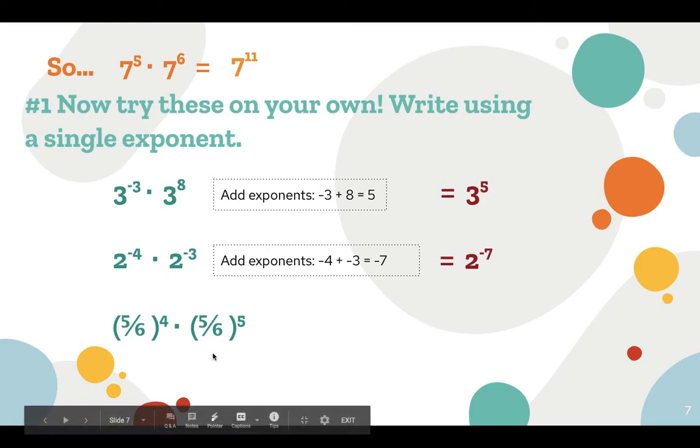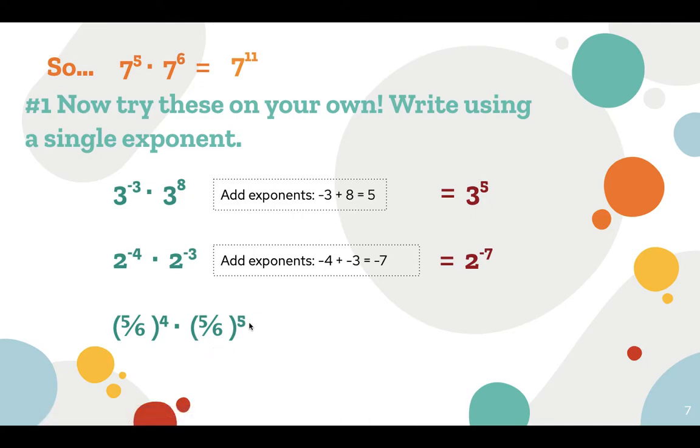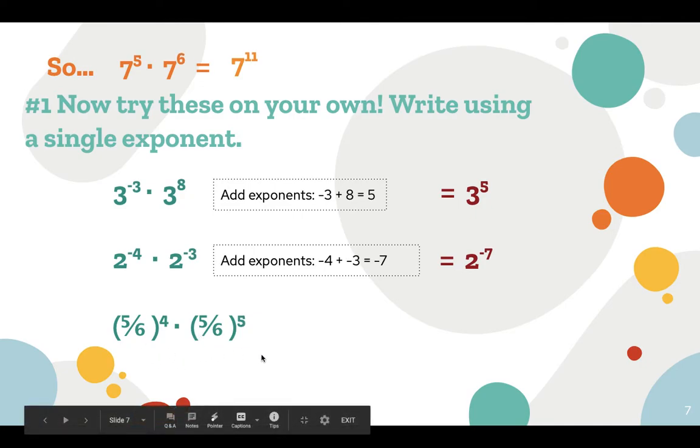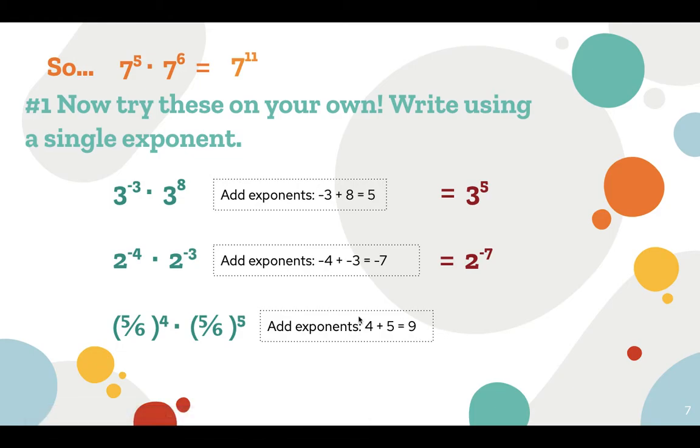Our third example, 5/6 to the 4th power times 5/6 to the 5th power. We have the same base of 5/6. So we're going to keep those in parentheses, but we're going to add our exponents. 4 plus 5, they're both positive, so we're just going to add them straight across. It's 9, so we're going to say 5/6 to the 9th power. If you're getting hung up on those, please contact Ms. Kumber or myself.